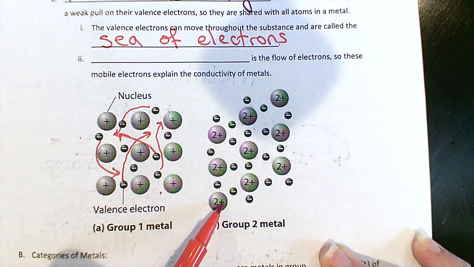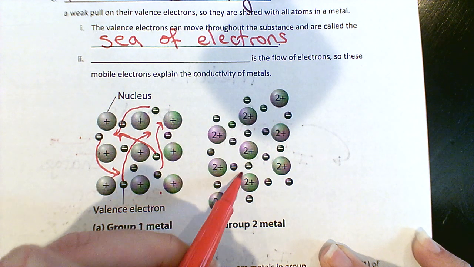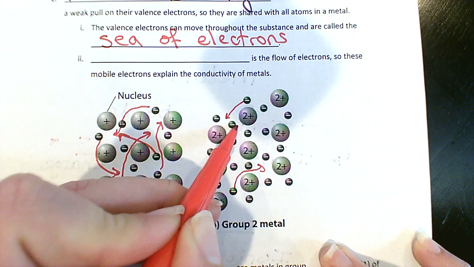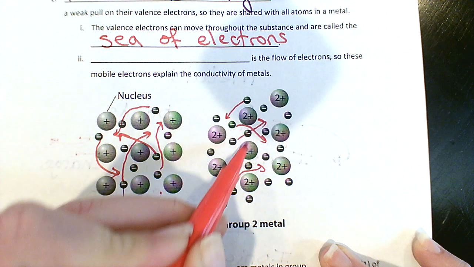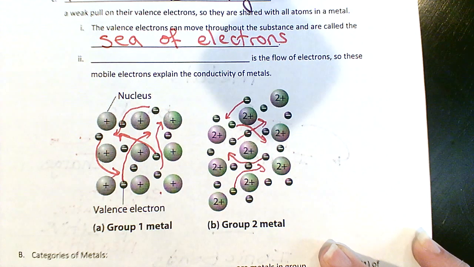Group 2. Each nucleus would have 2 valence electrons. And again, the idea is these valence electrons are loose. They can move around. They are the sea of electrons.